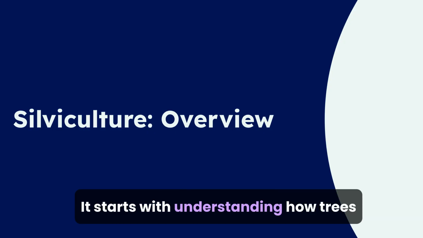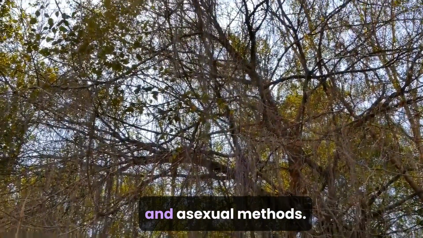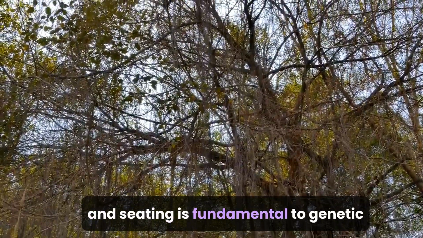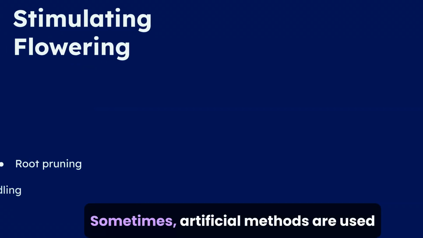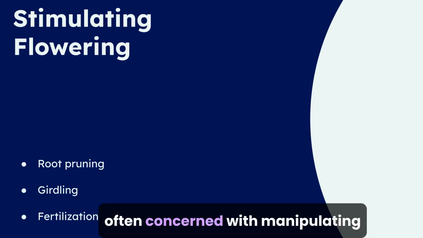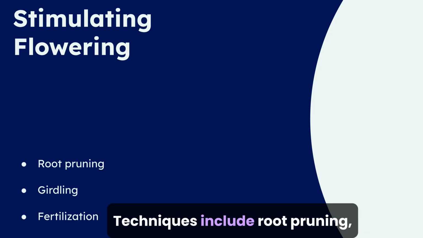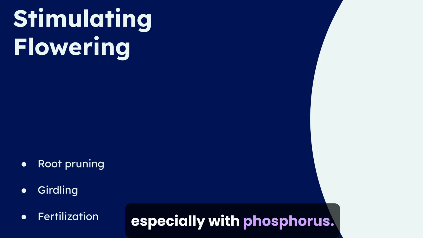It starts with understanding how trees reproduce. Tree reproduction involves both sexual and asexual methods. Sexual reproduction through flowering and seeding is fundamental to genetic diversity and long-term forest renewal. Sometimes, artificial methods are used to stimulate early flowering, which is often concerned with manipulating carbohydrate flow within the tree. Techniques include root pruning, girdling, and specific fertilization, especially with phosphorus.